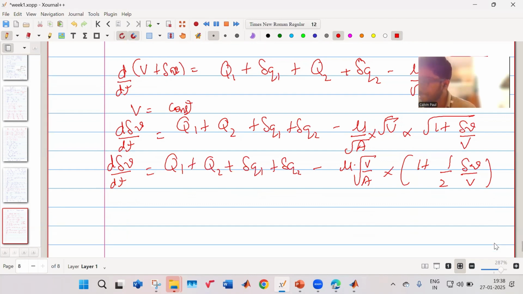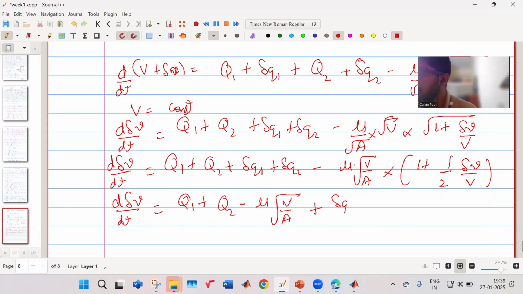So then what is done is this Q1 plus Q2 minus... let me write it completely. So this is d of delta V of dt. This Q1 plus Q2 minus mu square root of V upon A plus delta Q1 plus delta Q2 minus mu square root of V upon A into delta V upon capital V.